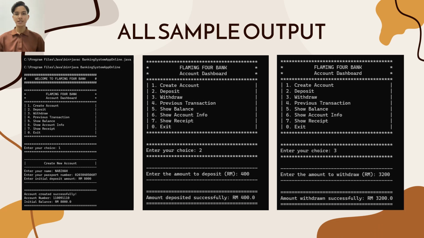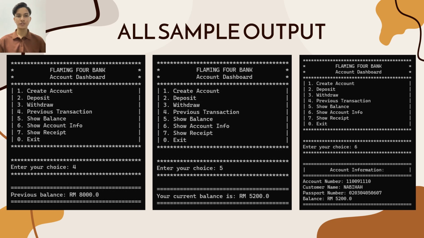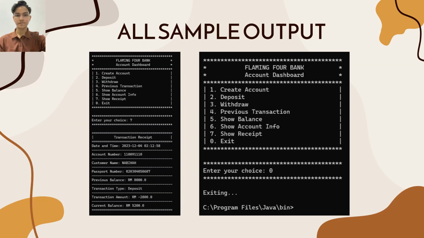So as you can see here, this is our sample output for this coding. We have 3 choices in this page. So this is choice 1, choice 2 and choice 3. Here we have 3 choices output, which is choice 4, choice 5 and choice 6. So this is our last sample output for this coding, which is choice 7, and the last choice is 0, which is exiting.